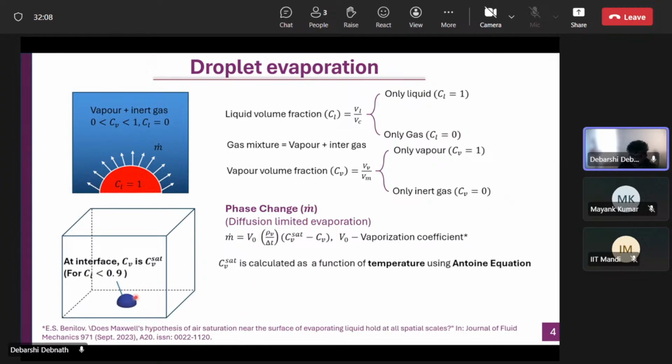Another important point to note is that in the simulation, at the interface of the droplet, any values where the volume fraction is more than 0.9 are to be saturated with the vapor. So the volume fraction of vapor for any values at the interface where the liquid volume fraction is more than 0.9, we have considered as saturated.